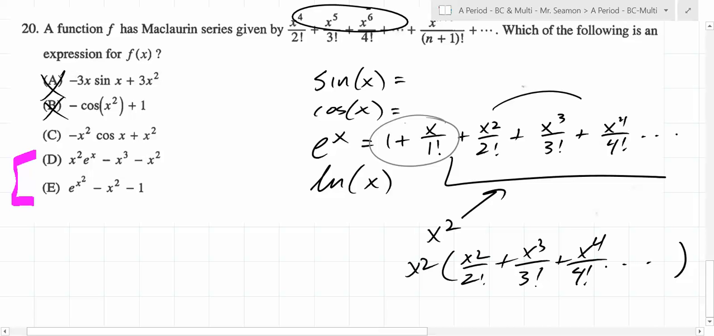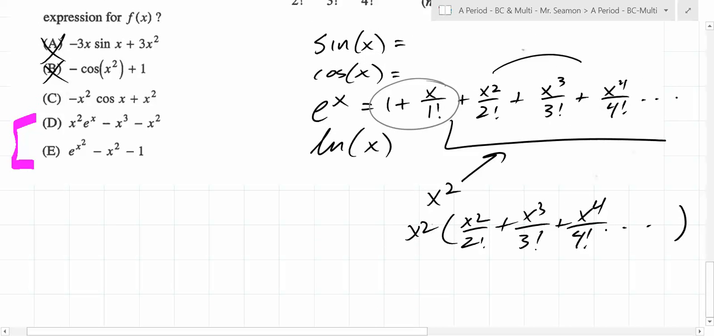Yeah. You can get rid of that minus x squared times x cubed. Look, you have to get rid of times x squared, because if you're multiplying the whole thing, the 1 is going to turn into x squared and the x is going to turn into x cubed. So which one is it? D. It's D. Does that kind of make sense, everybody?